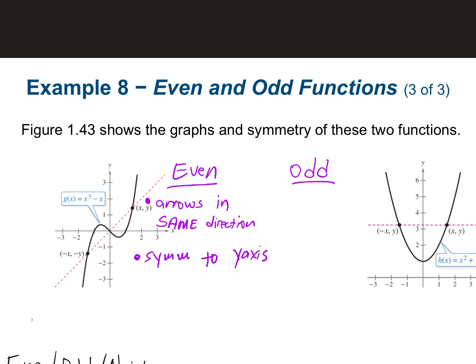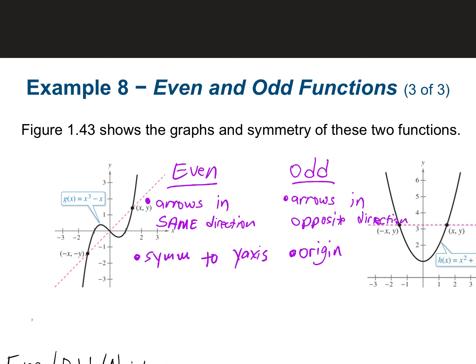All right, if I think it could be an odd function, the arrows are going to go in what kind of direction you think? Opposite, good. And instead of being symmetric to the y-axis, it has to go through the origin. It's symmetric to the origin, but it's got to go through the origin. So it has to do both of those things.